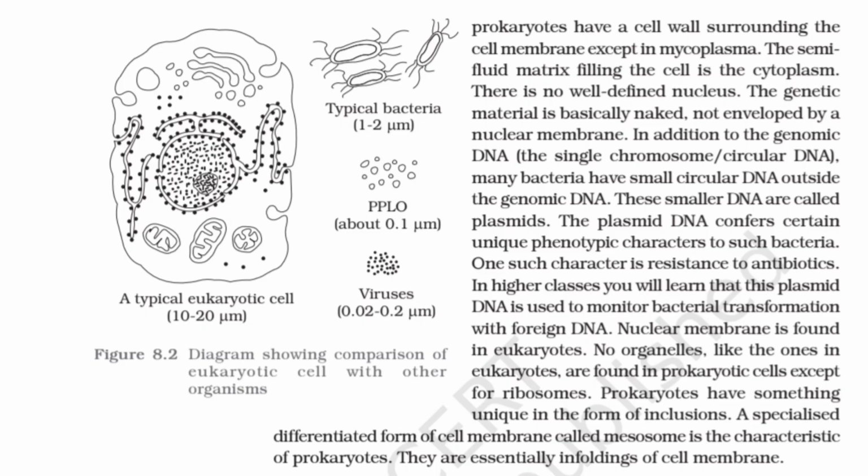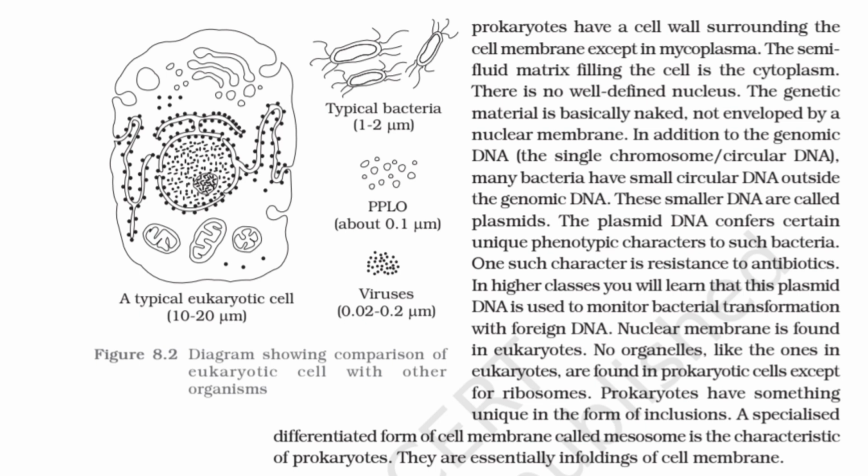In addition to genomic DNA, the single chromosome circular DNA, many bacteria have small circular DNA outside the genomic DNA. These smaller DNA are called plasmids. The plasmid DNA confers certain unique phenotypic characters to such bacteria. One such character is resistance to antibiotics. In higher classes, you will learn that this plasmid DNA is used to monitor bacterial transformation with foreign DNA.